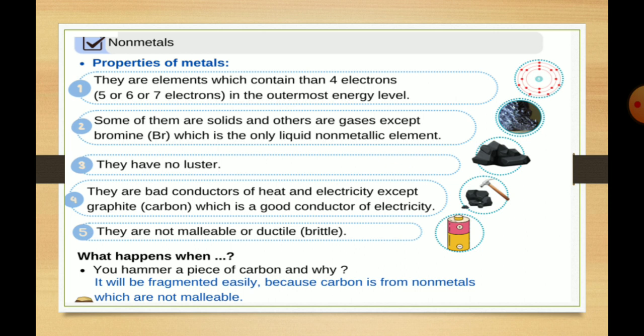And number 2, nonmetals. The properties of nonmetals. They are elements which contain more than 4 electrons, 5, 6, or 7 electrons in the outermost energy level. Number 2, some of them are solids and others are gases except bromine, Br, which is the only liquid nonmetallic element. Number 3, they have no luster. Number 4, they are bad conductors of heat and electricity except graphite or carbon, which is a good conductor of electricity. So we have here only graphite and carbon. They are not malleable and ductile.